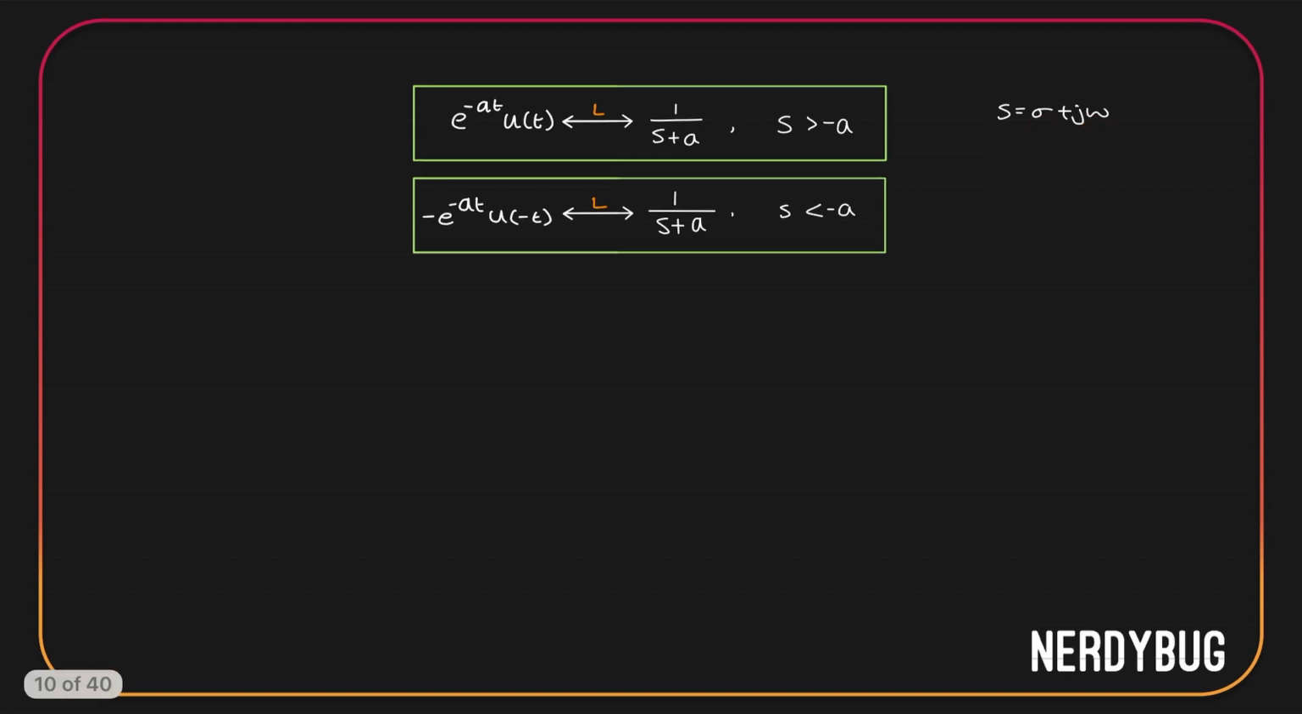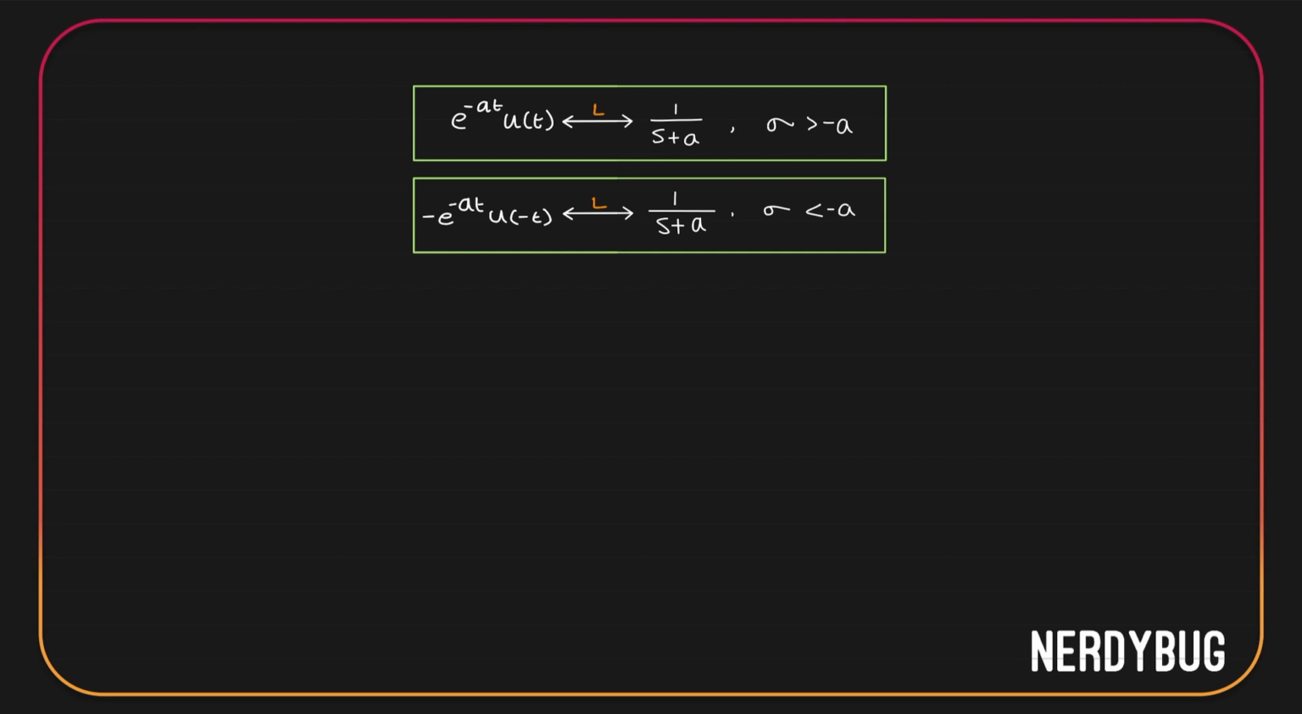So if s is greater than minus a, then sigma plus j omega is greater than minus a. The real parts on both sides are sigma and minus a. So we can write sigma is greater than minus a. Omega can take any value, it doesn't affect the region of convergence. So instead of writing s greater than minus a, we can write sigma greater than minus a. And instead of writing s less than minus a, we can write sigma less than minus a. So region of convergence only depends on the real part of s and not the imaginary part.